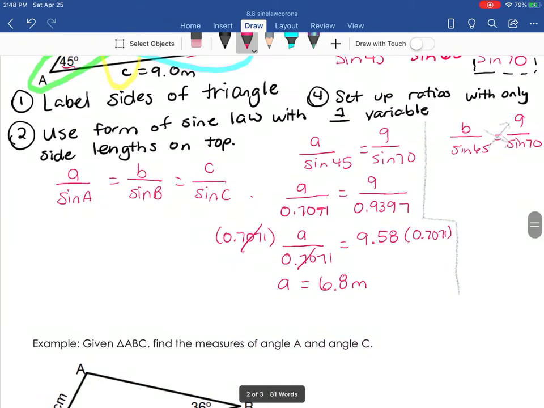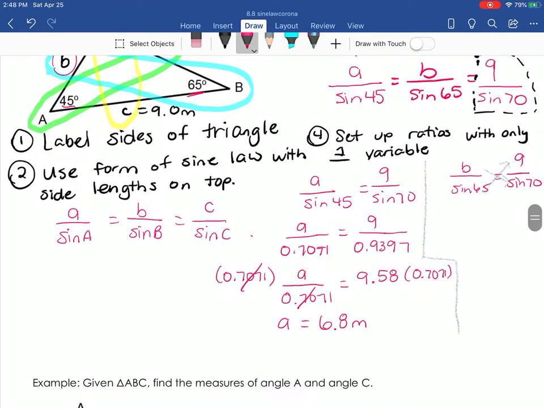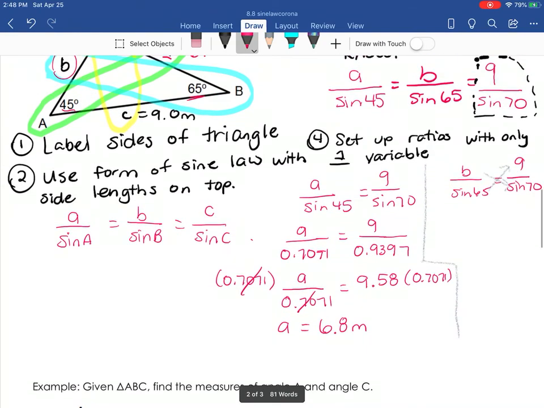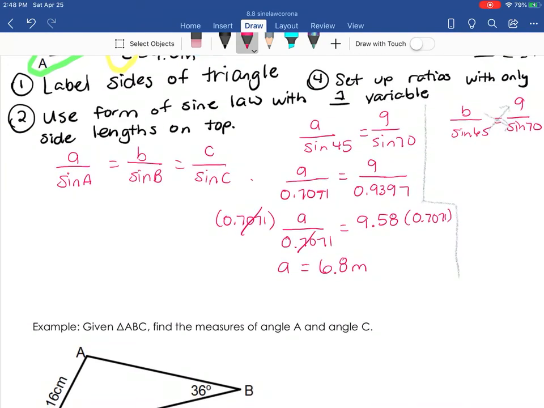I've already solved for side A. If it helps you, write that in. You can do that. So then you can see that all you're left with is solving for side B. You could have also now used the A over sine 45 because now we know what A is. But most people stick with what they're given, but it doesn't really matter.